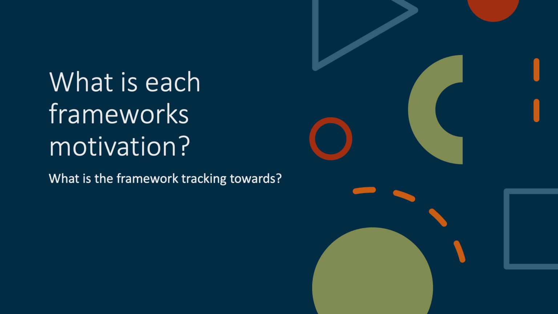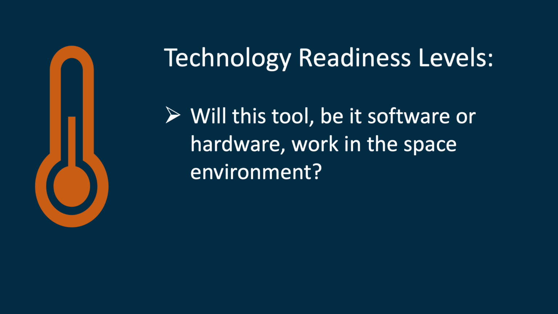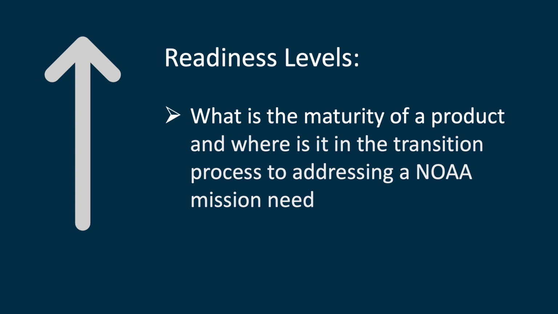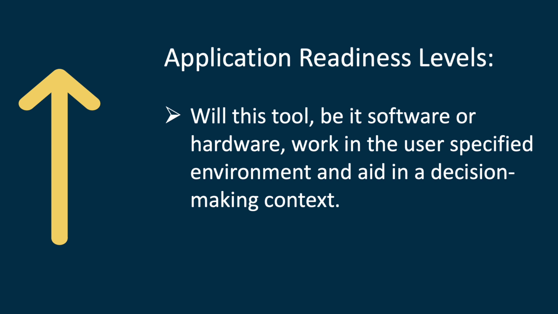Let's take a closer look at the motivation behind each of these frameworks. For the technology readiness levels, it's really quite simple. They are asking the question, will this tool, be it software or hardware, work in the space environment? For the NOAA readiness levels, the question being addressed is, what is the maturity of a product and where is it in the transition process towards addressing a NOAA mission need? The application readiness levels answer the question, will this product work in the user-specified environment and aid in a decision-making context?